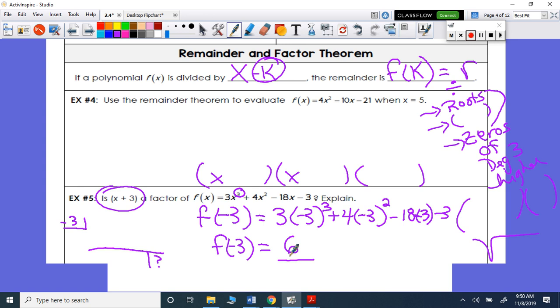So, since we did not get a remainder of 0, that means that x plus 3 is not one of the 3 binomials that makes up that polynomial. If I synthetically divided, it would get us nowhere, because since we do not have a remainder of 0, that is not going to give us the coefficients of the next polynomial. Does that make sense at degree 2? All right.